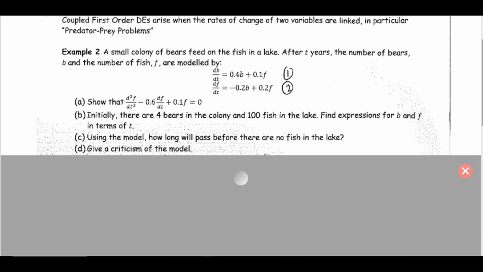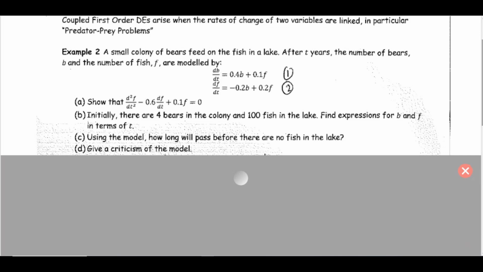So a small colony of bears feed on the fish in a lake. After t years, the number of bears, B, and the number of fish, F, are modelled by these differential equations. So the rate of change of the number of bears, dB by dt, is 0.4B plus 0.1F. What this is saying is the rate depends upon B. That's because to produce new baby bears, you need adult bears in existence to give birth to them. But it also depends upon F, because in order for the bear population to increase, they will need to feed on the fish. So first one's that.